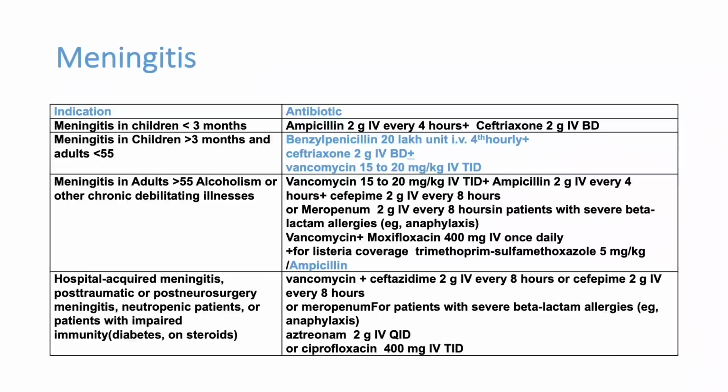If the patient is very sick, meropenem can be started. Meropenem dose is 2 gram IV TID. Routine dose is 1 gram IV TID. In meningitis, the dose is very high, 2 gram IV TID. So these are empirical therapies. After getting a proper culture report, we can de-escalate or escalate the antibiotics.